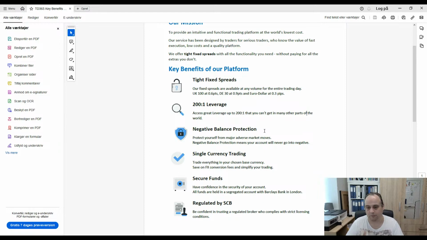They will simply close out your position if it goes too much against you and if you haven't put in a stop. But here comes the really cool part that I like, which is the single currency trading. I don't think there's any other brokers who offer this. Single currency trading just means that you can decide which currency you're going to trade in. And for me, being Danish, I have chosen Danish kroner. So that means I don't have to do any exchange or pay any fees.